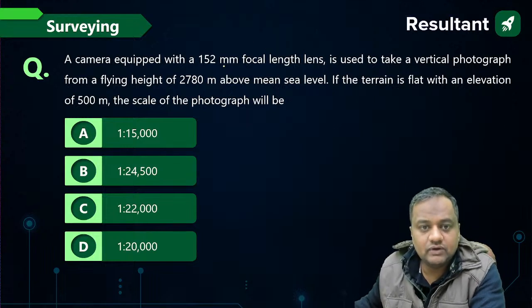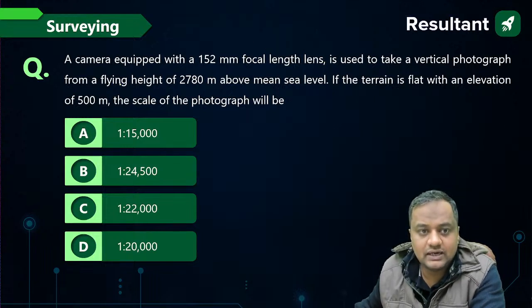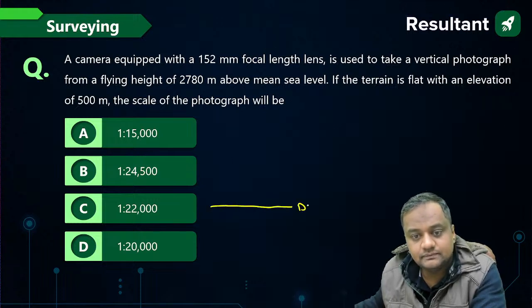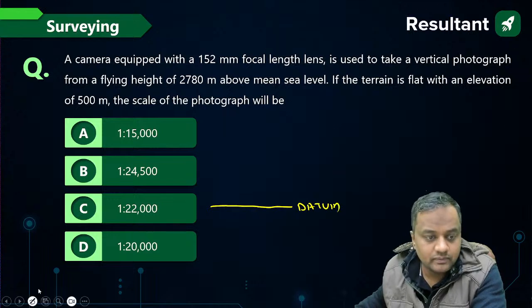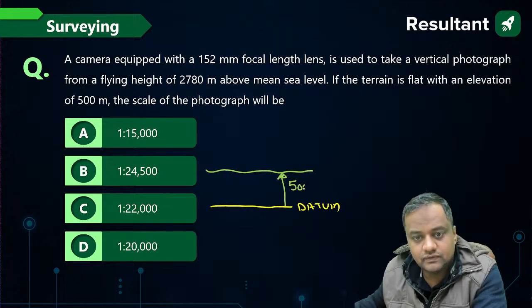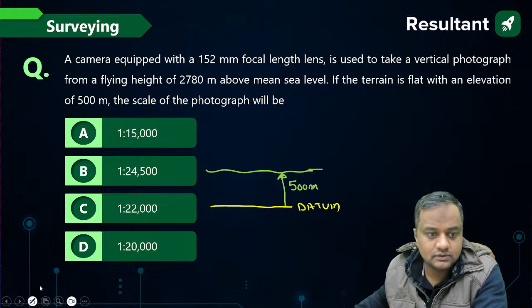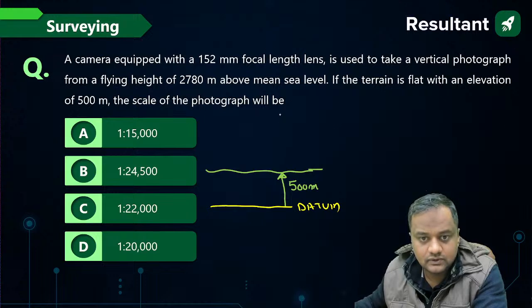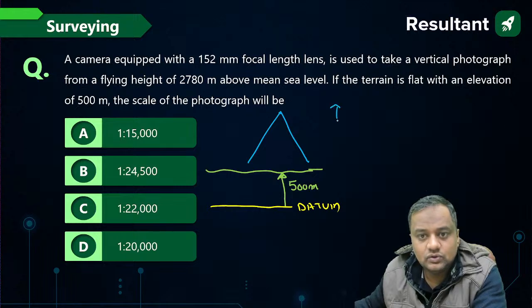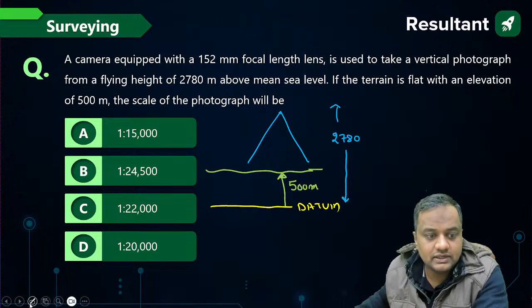A camera equipped with a 150 mm focal length lens is used to make a vertical photograph, flying at a height of 2780 meters above mean sea level. The flat terrain has an elevation of 500. Find the scale of the photograph. Suppose this is the datum, and from the datum this is the flat terrain having an elevation of 500 meters. There is a camera from where we are taking the photographs. Flying height is 2780. Now it is asked what is the scale.